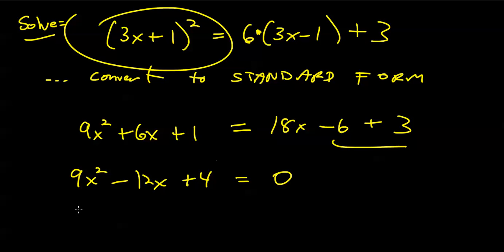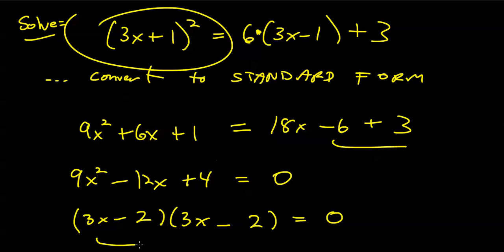Now that I've got it in standard form, I'm going to try to factor, and I think I see this factoring with 3x in the first slots. Let's see, minus 2 and minus 2. Yeah, that'll work. The first product is 9x squared. The outer product is minus 6x. The inner product is also minus 6x. And the last product is positive 4.